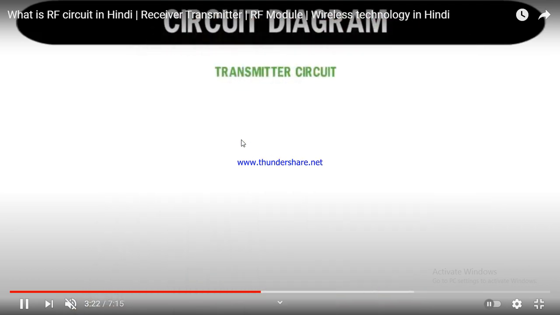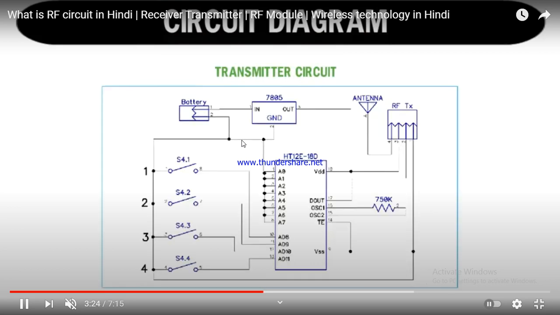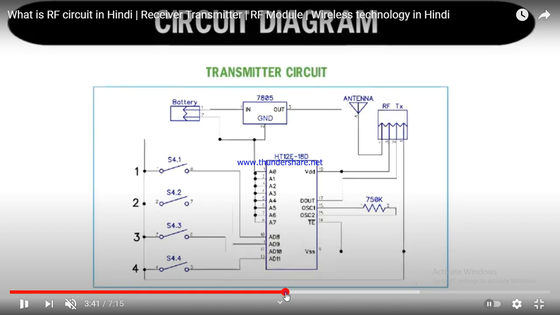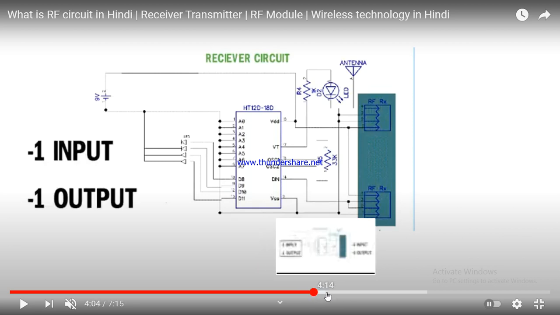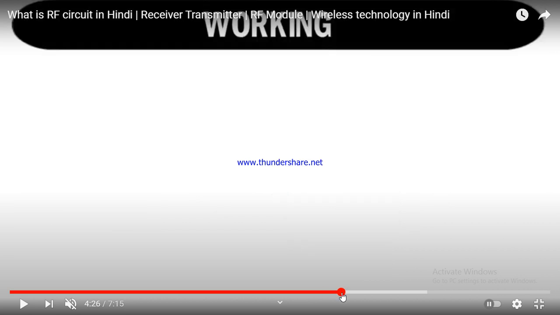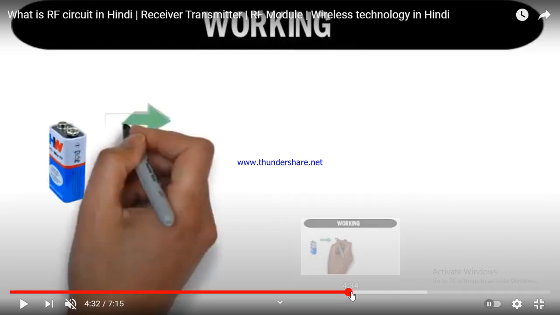is nothing but a transmitter and receiver circuit. This is the transmitter circuit. Next, this is the receiver circuit. We are seeing only the introduction part, because in unit number 1 only the introduction is given. So we are seeing all these things very fast.